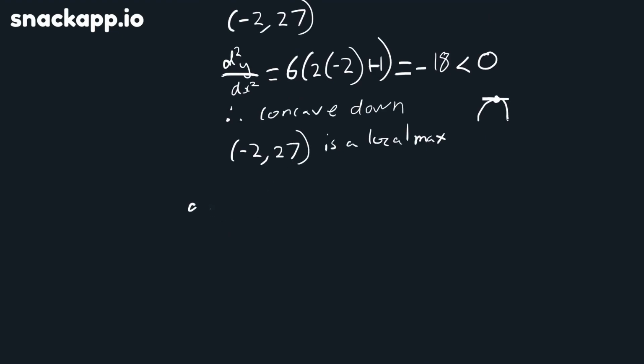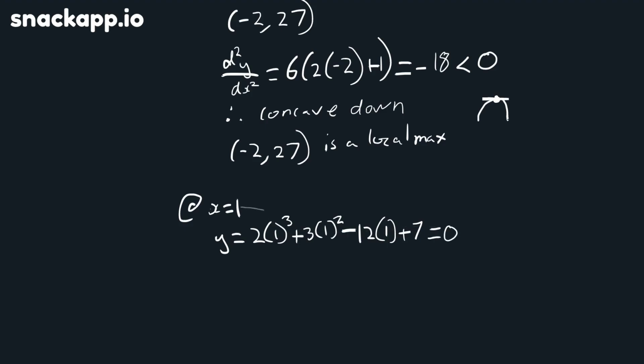So again, at x equals 1 this time, y equals 2 times 1 cubed plus 3 times 1 squared minus 12 times 1 plus 7, which comes to 0, actually. So it's at the origin. So our point's going to be (1, 0). And then we need to do the concavity.